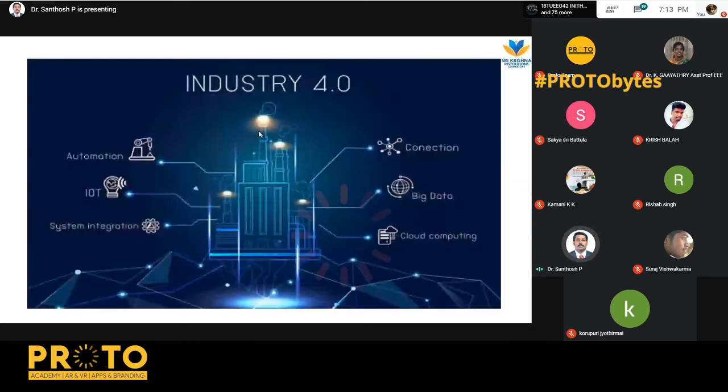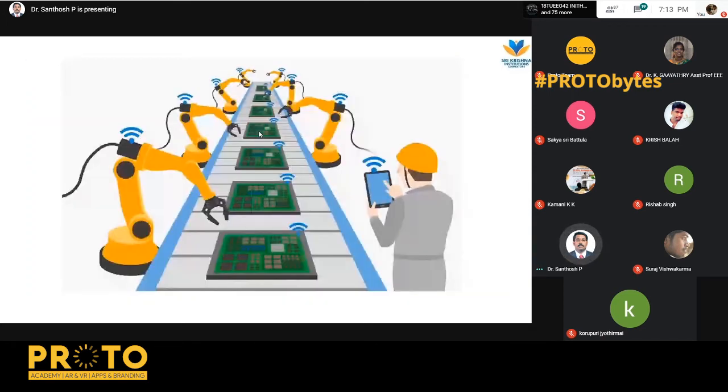You can see what is happening here. Numerous products are being manufactured, and that is taken care of by many robotic arms and robots. And we have a human. What is the human doing? See, again, he has a device that is also connected to the IoT platform. Everything is connected to a network.